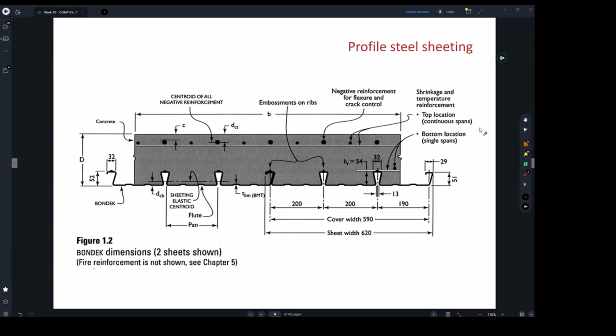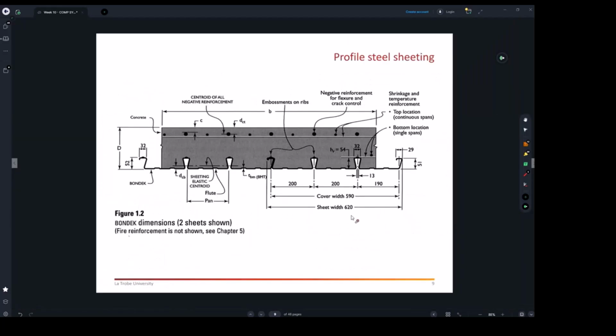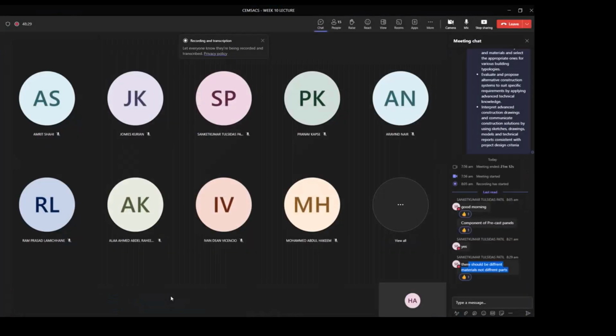You can see the image here is talking about bottom reinforcement, and the reinforcement here you can have running into the page, and you can have it running parallel over the ribs as well. We're going to look at those documents carefully later on.